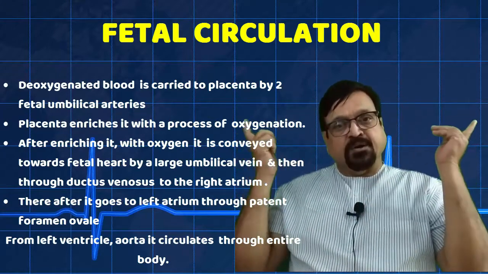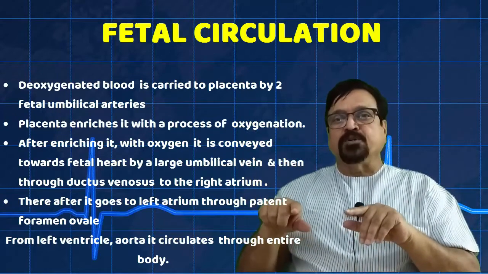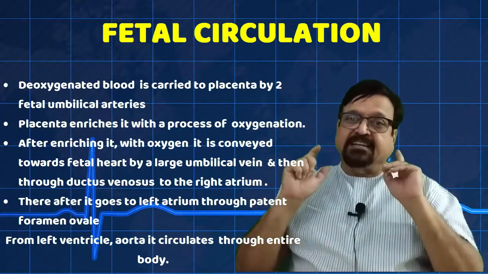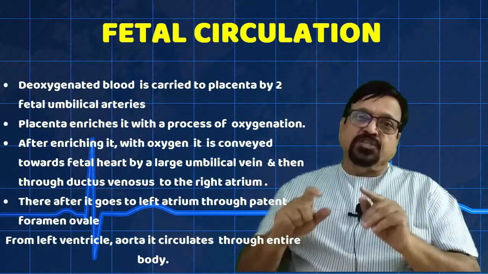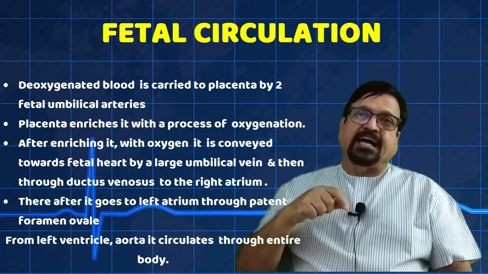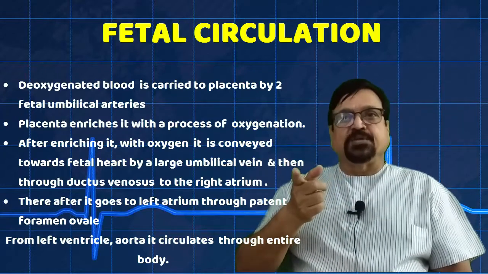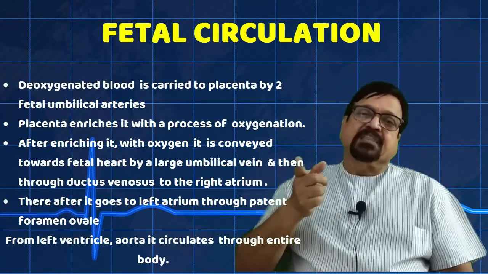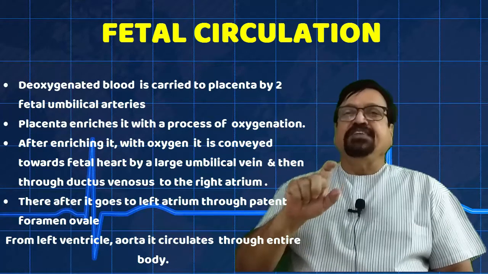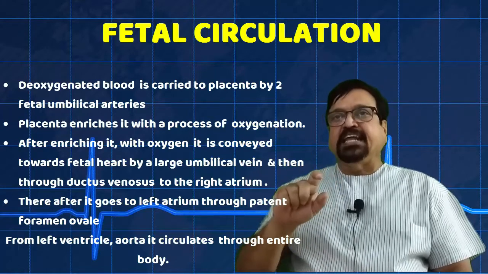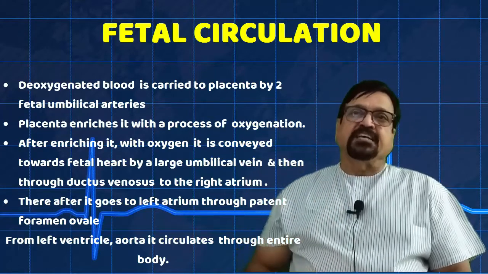It puts oxygen into the blood and also puts the nutrients in it, and that purified blood goes through the umbilical vein into the fetal circulation via the inferior vena cava. In the inferior vena cava, it enters through the ductus venosus.